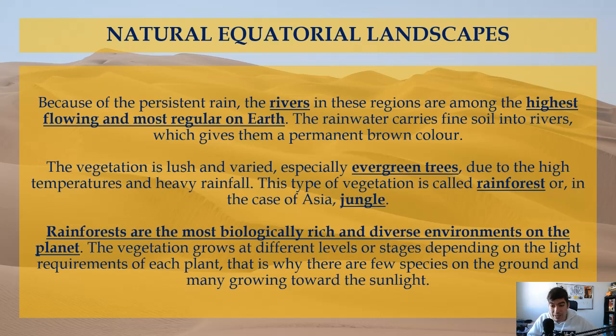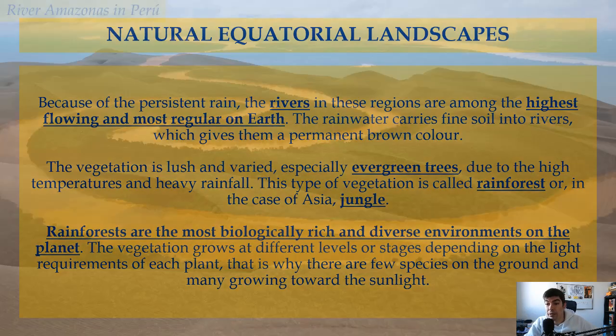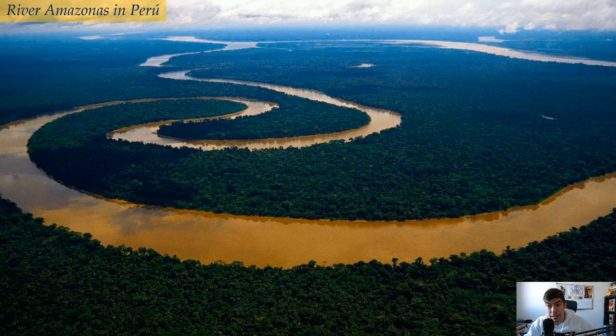Okay, this vegetation grows at different levels and they usually look for the light. That is why these are very tall trees, because they need to reach the sunlight. Okay, let's see some examples. The Amazonas rainforest here in Peru. This is the river Amazonas. As you can see, this brown river carries a lot of water. It has a very abundant flow.